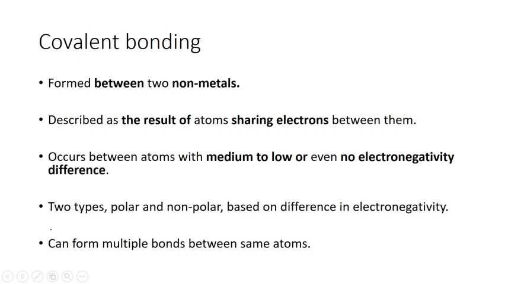Covalent bonding. This is formed between two nonmetals. It is generally described as the result of atoms sharing electrons between them. It occurs between atoms with medium to low, or sometimes even no electronegativity difference, right?